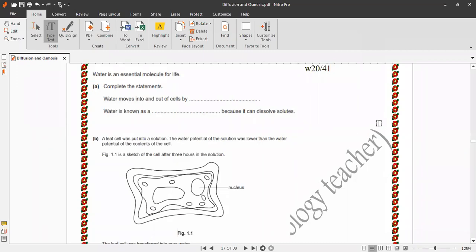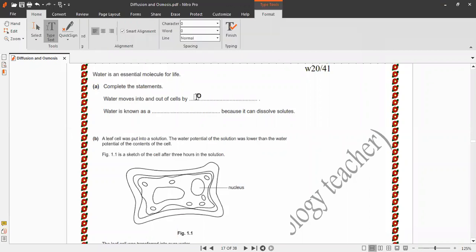Who? Yes, mister. Okay, can you answer this one? Yes, okay, start. Complete this statement. Water moves into and out of the cell by osmosis. Oh, so easy. This is paper 4, question 1. Water is known as a solvent. Solvent, excellent. Because it can dissolve solutes.